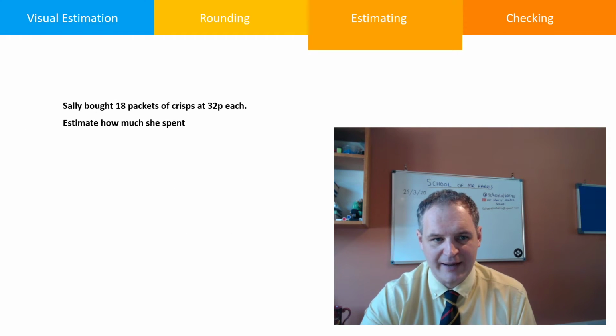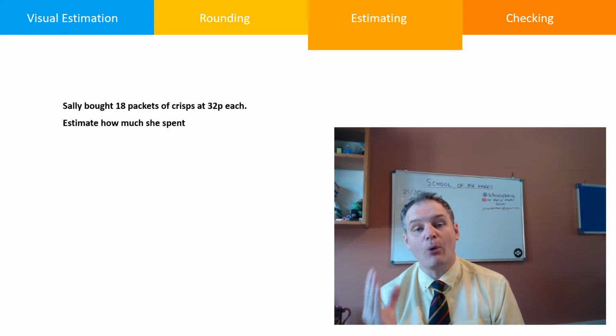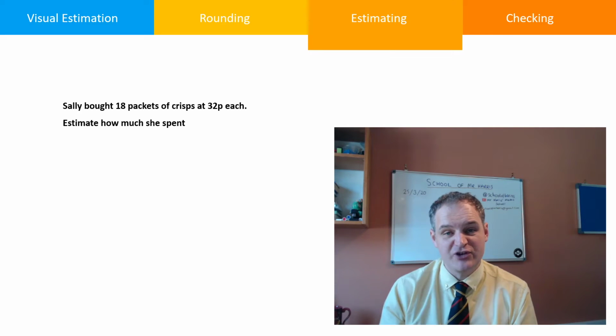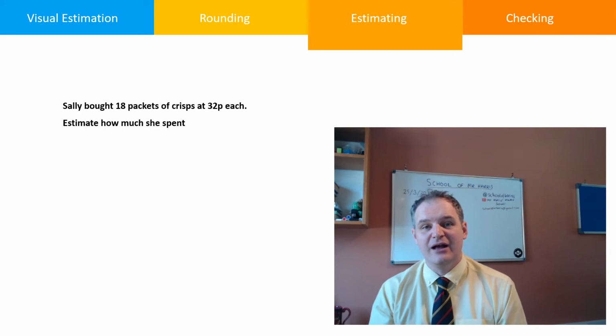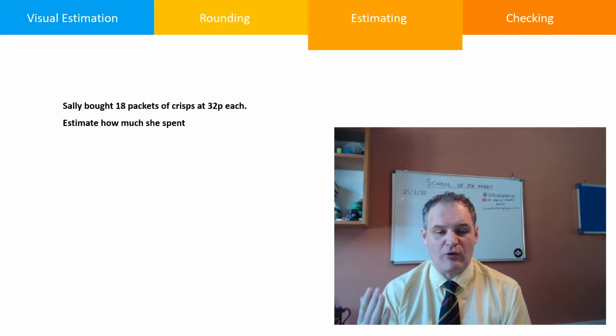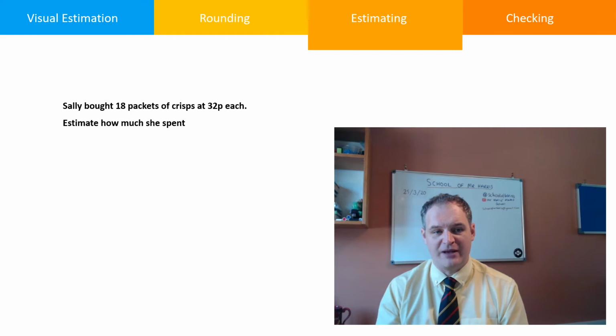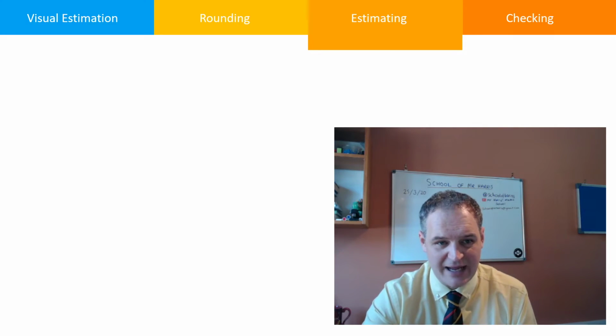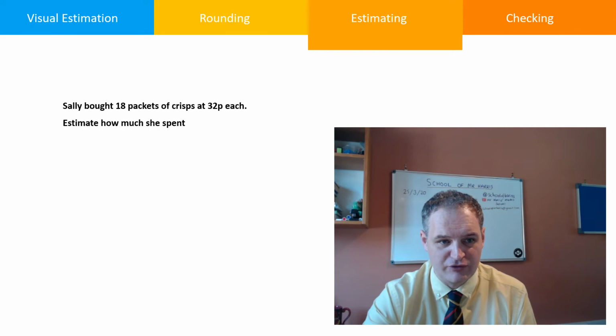The next one we're looking at, again, feel free to pause the video, attempt it yourself, and then unpause to see how you got on. Sally bought 18 packets of crisps at 32p each. So to estimate how much she spent, here we go, she's back again.